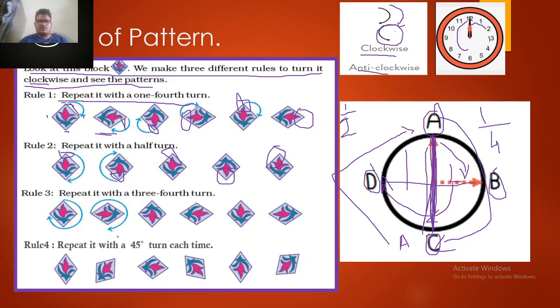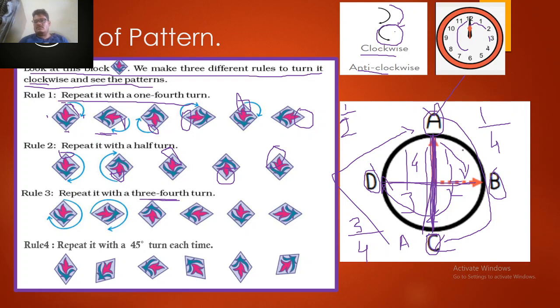Now we are going to repeat it with a 3 by 4 turn. You can see, 3 by 4 turn means suppose there are 4 parts in total, and out of 4 parts we have to turn it 3 times, means part 1, part 2, part 3, and here part 4. Okay, now look here, when I turn this A, what happens?